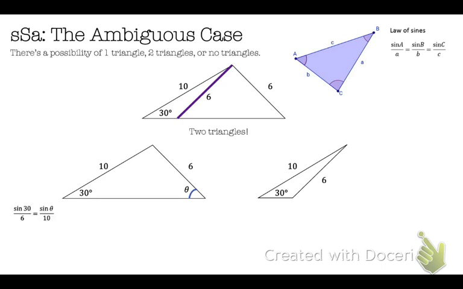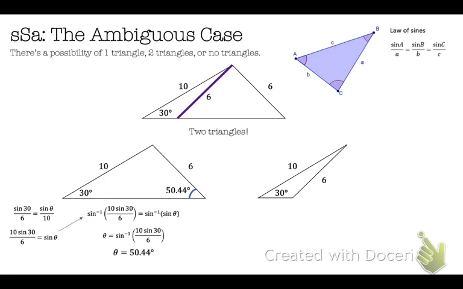So this is going to be sine of 30 over 6 equals sine of theta over 10. So that's going to be 10 sine of 30 over 6 equals sine of theta. That means theta equals, you do the inverse of both sides. So theta equals sine inverse of 10 sine of 30 over 6. So theta is approximately 50.44.